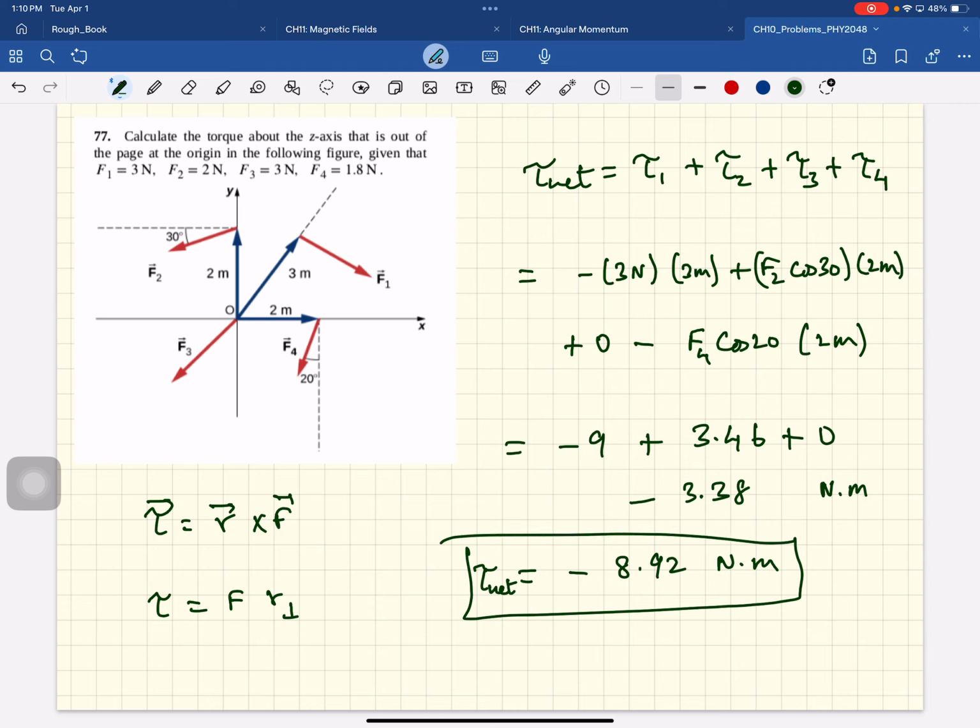Okay, so if this system were starting from rest, which way would it rotate? Clockwise. Clockwise. Okay.